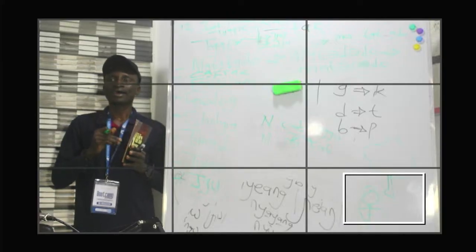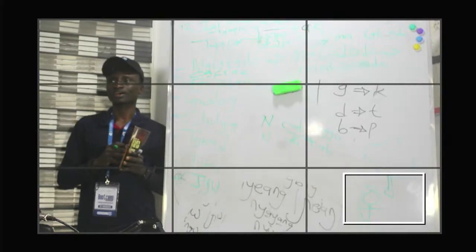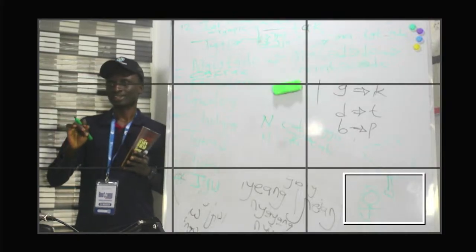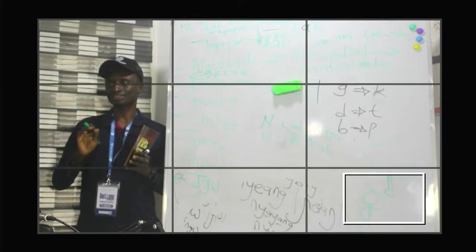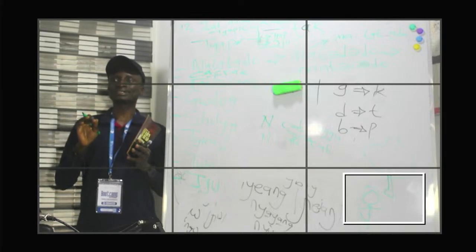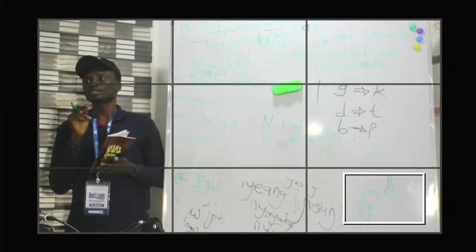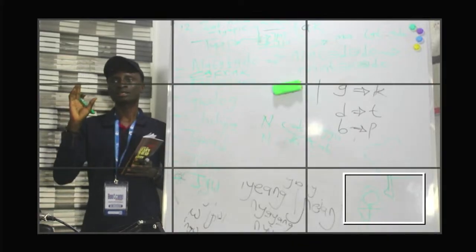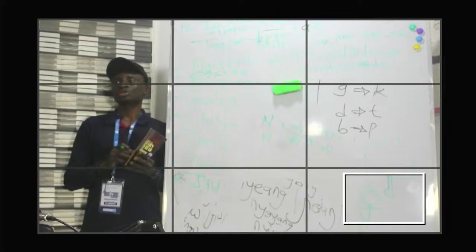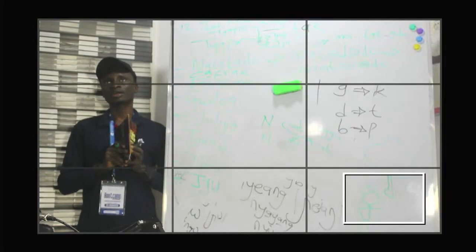Then number 13. Ayui. A U. That's a river. A R. I. U. I. A U.